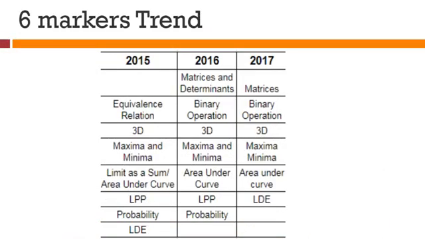Let's start quickly with the very first thing, the 6 markers trend. Till 2015 and 16 there used to be 7 six-markers. From last year onwards the pattern of the paper has changed and 2 markers were introduced, so the number of 6 markers is now 6. One question is confirmed from relations and functions, and most probably it will be a binary operation question or a functions, equivalence relation, inverse question.